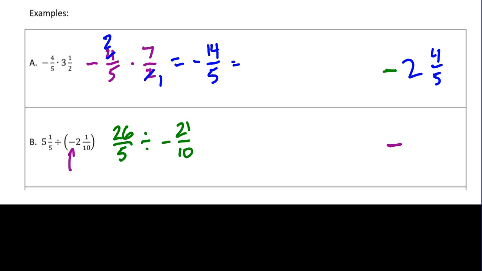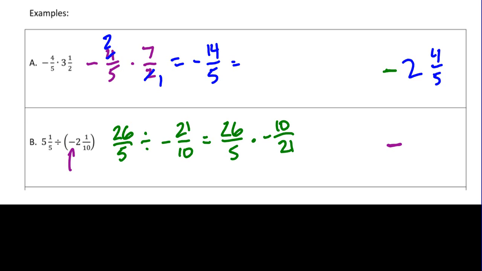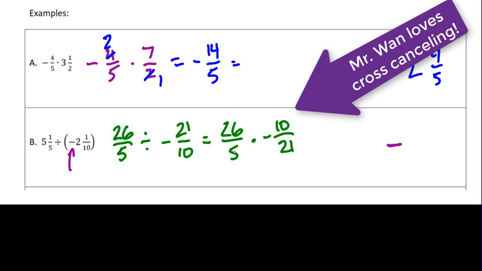And then remember, with fractions, we got to do keep, change, flip. So we have 26 over 5 times negative 10 over 21. Again, we're going to do my favorite thing in the world, which is cross-canceling, because 5 can go into both 10 and 5. 5 goes into 5 once, goes into 10 twice. That's going to make our lives a lot easier because multiplying by 2 is pretty easy.